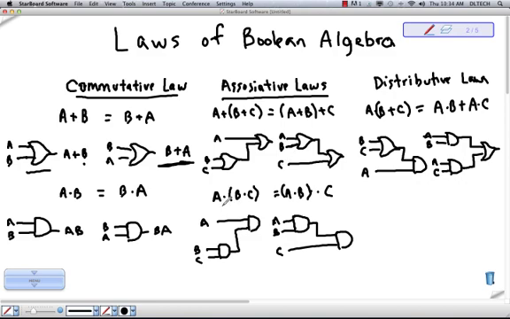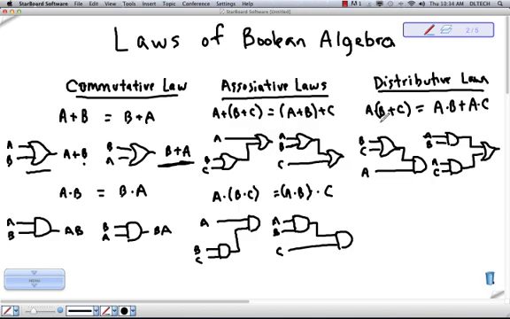Next, we have our ANDs, A and B and C. So the way we would draw that in schematic form would be two AND gates with these inputs. And that is equal to A and B and C. Next, we have our distributive laws.